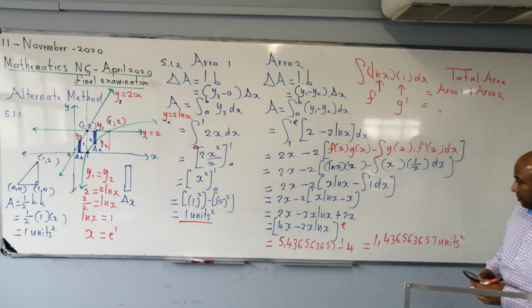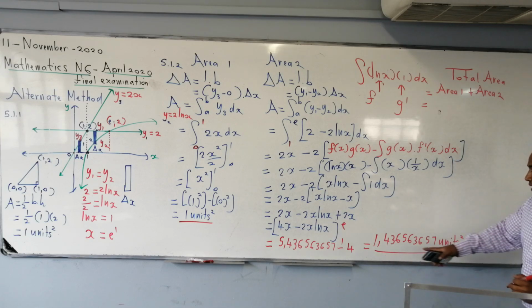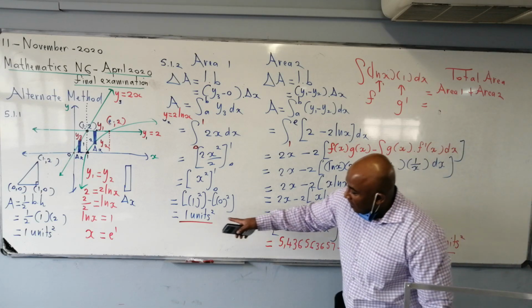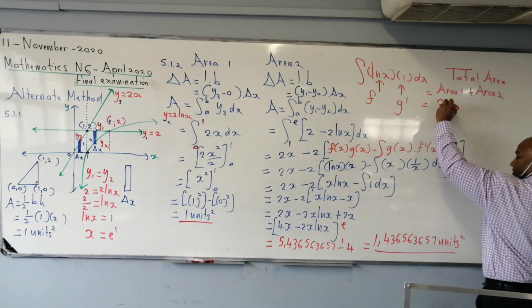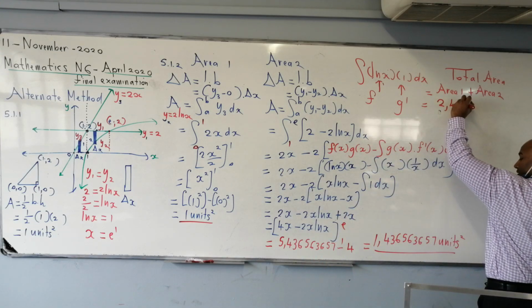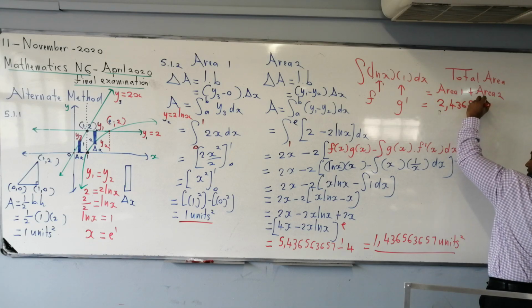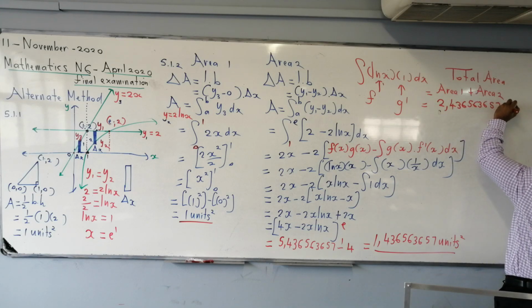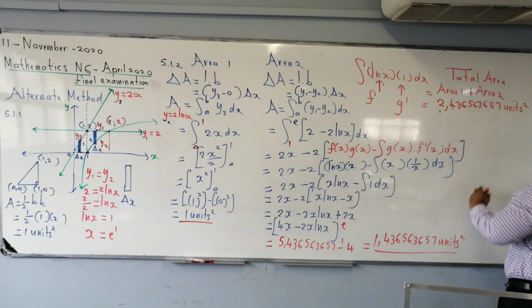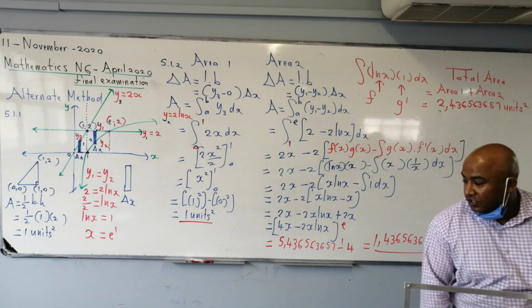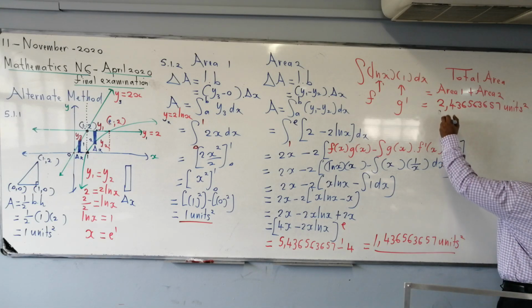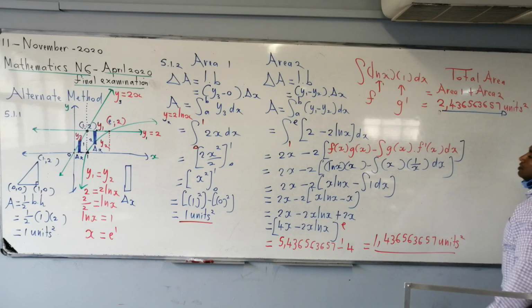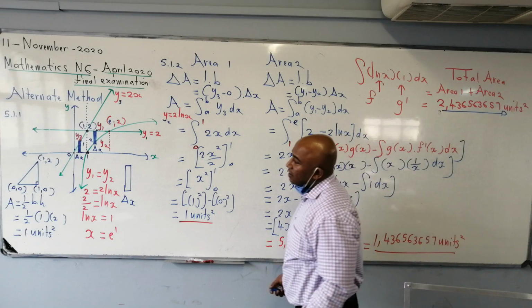So you're adding up 1.436 and you're adding 1. So that's going to be 2.436563657 units squared. So that is the total area using delta x. Right, so that was the first part.